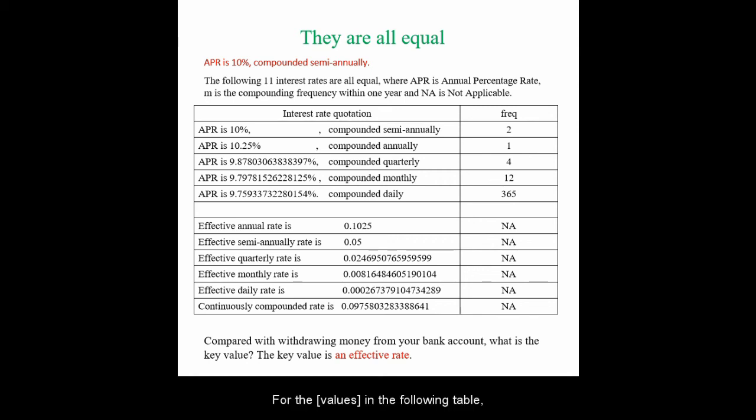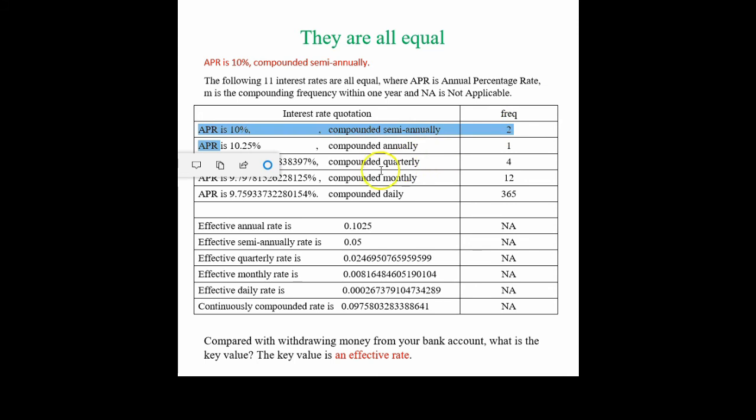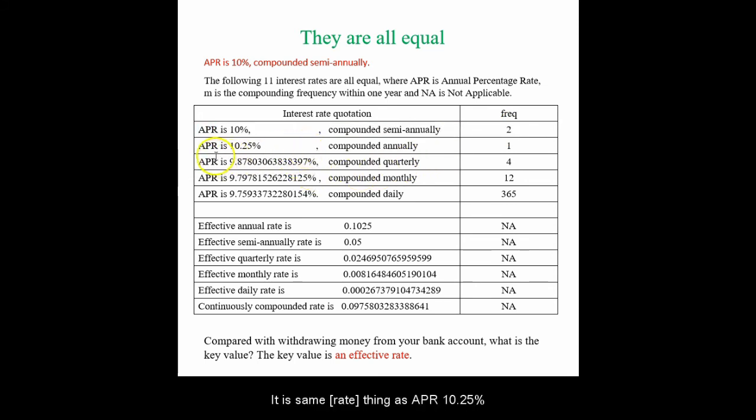Now, let's turn to interest rate. For the following table, they are all equal. Our starting point is APR 10%, compounding semi-annually. The frequency is 2. It is the same thing as APR 10.25%, compounding annually. So this is 1. This is a special case: APR is the same thing as the effective annual rate.